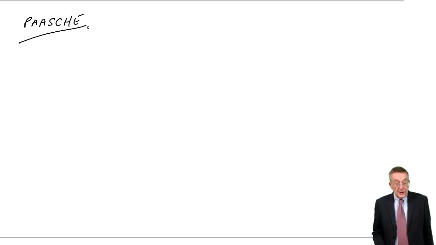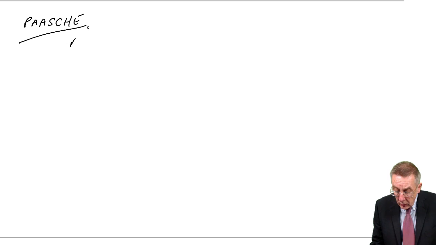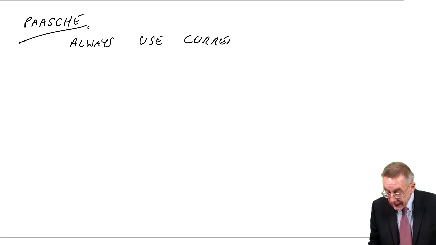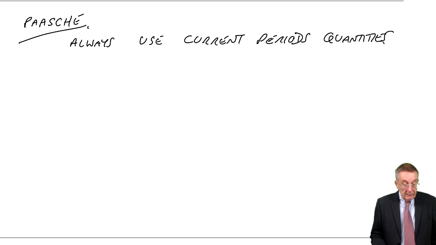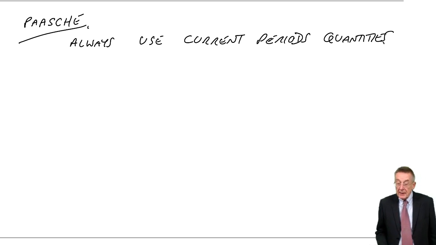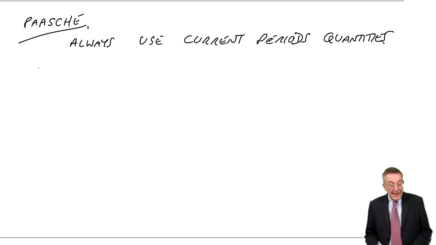And what Paasche does, same sort of thing, but we always use the current period's shopping basket or the current period's quantities. Now, this is a bit more complicated, is the wrong word, but we have to be a little bit more careful, because our base is 2008.